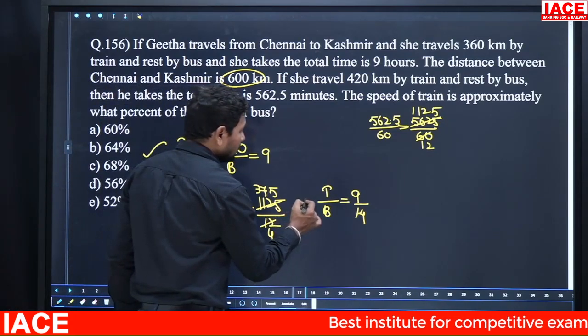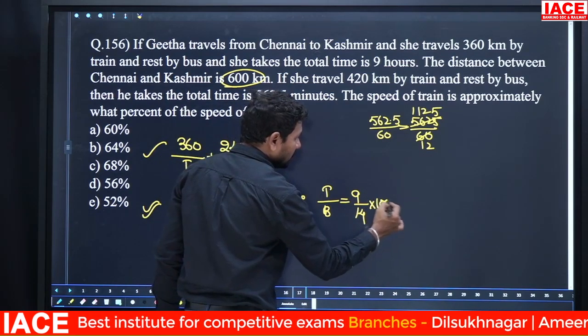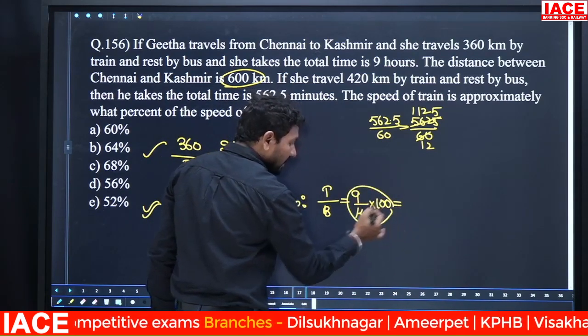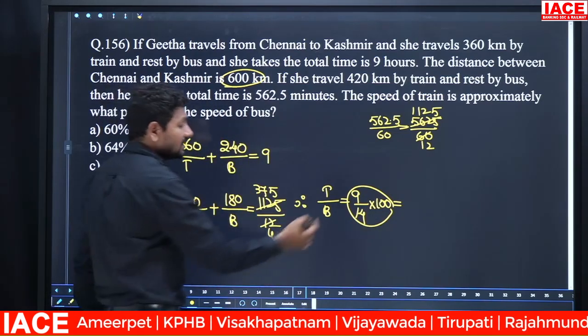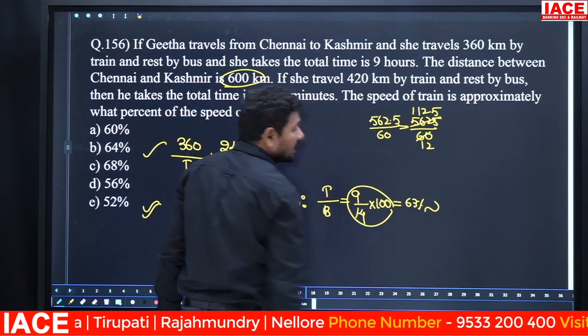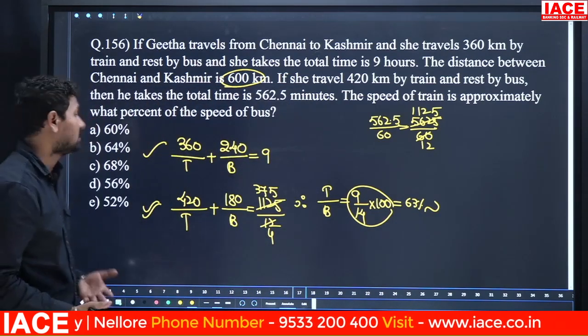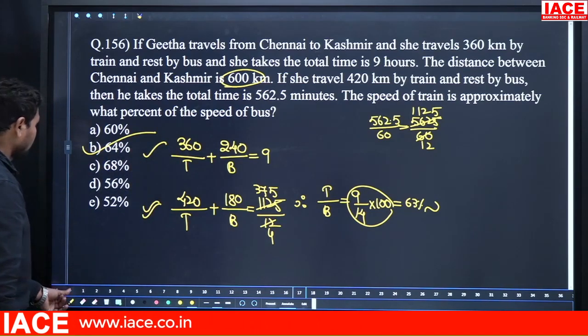Then t by b is equal to 9 by 14. We need a percentage, so multiply with 100. Then 100 by 14 is equal to 7 times. 14 7s are 98. 7 times 7 9s are 63. That means the answer is approximately 63 percentage. That is the answer. Then option B is correct here.